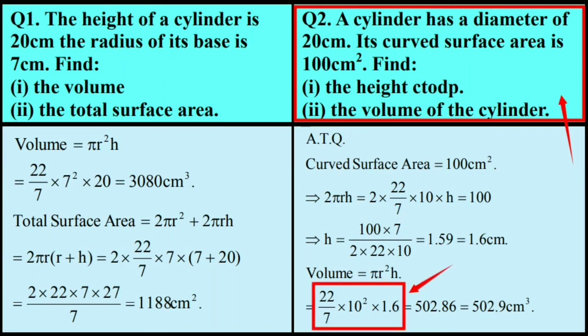Next, the volume of the cylinder is pi r square h, where r is 10 centimeter and 1.6 is the height of the cylinder. After simplifying the expression, the volume obtained is 502.9 centimeter cube.